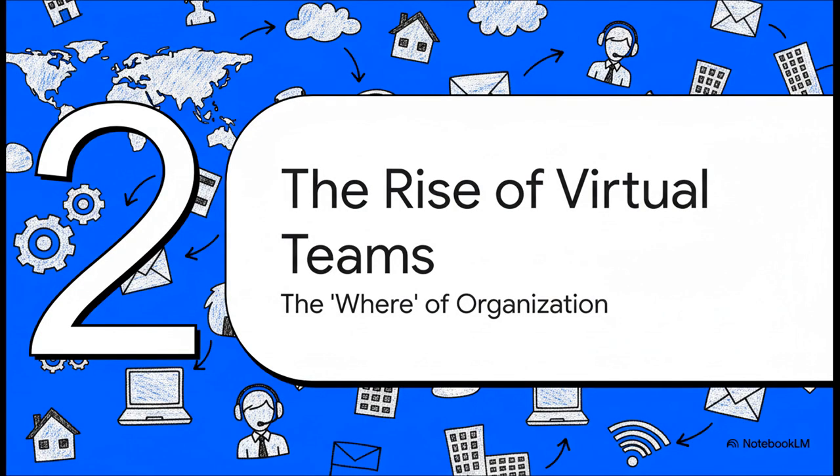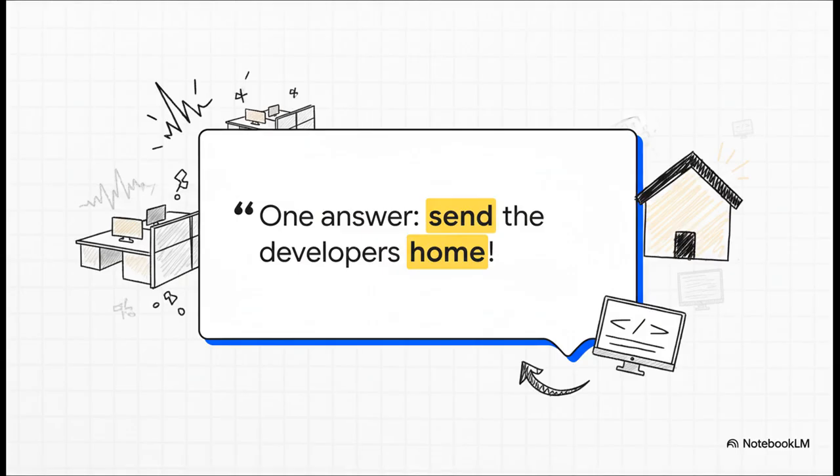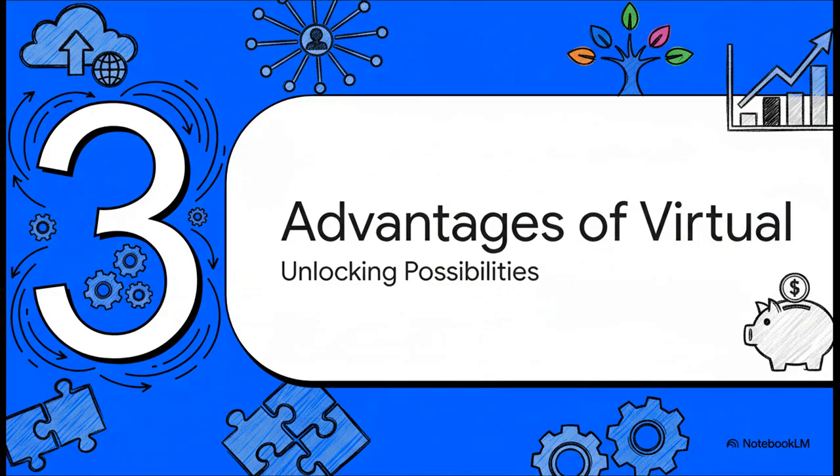Okay, so we've covered the how, the different ways to structure a team. Now let's pivot to a completely different but just as critical question, the where. Where are these people actually supposed to do the work? There's one simple answer to that question. Send the developers home. Now, I know that might sound a little extreme, but there's actual research to back this up. It turns out all the noise and distractions of a typical open office are directly linked to more coding mistakes. The quiet and focus you can get at home, that can be a total game changer for a programmer's productivity.